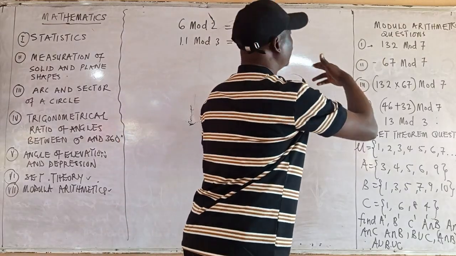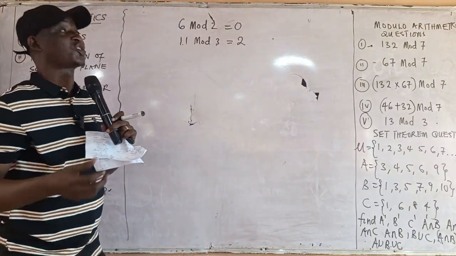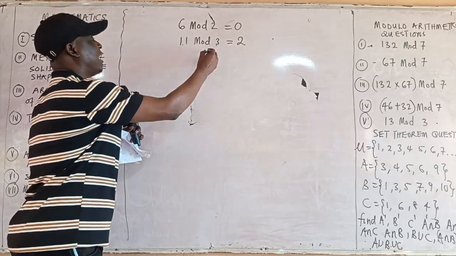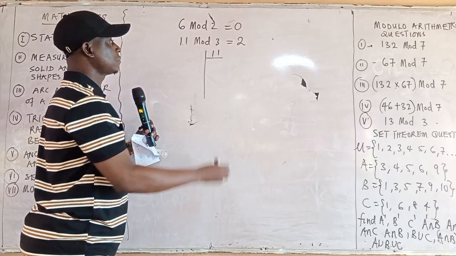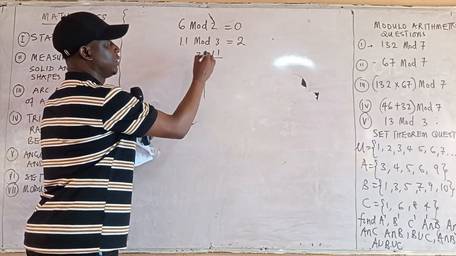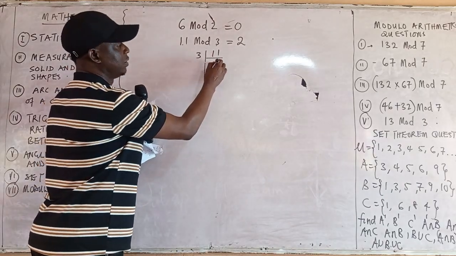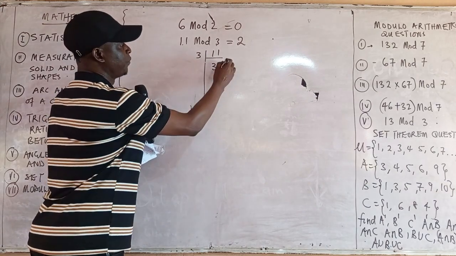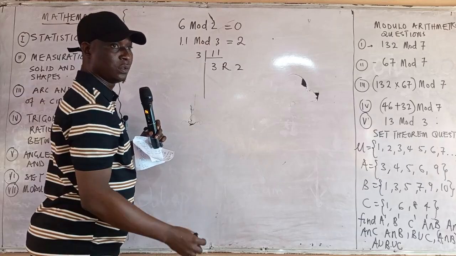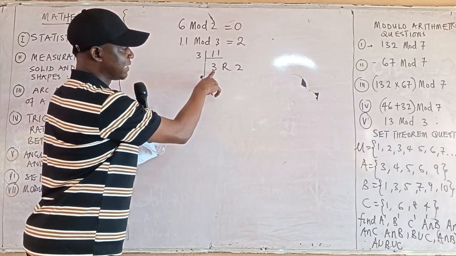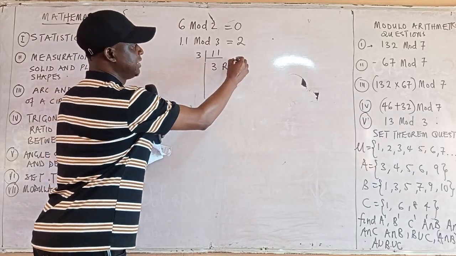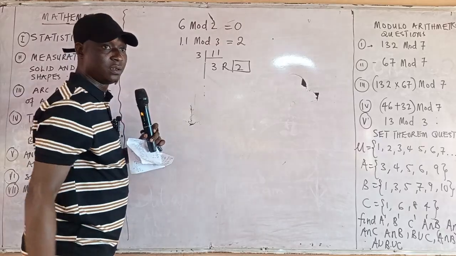Now, how do you get your remainder without stressing yourself? For instance, I will use factors theory. 11: 3 goes in 11 three times, remainder 2. How many 3s can you see in 11? It's not 4, it's 3. The remainder is 2. So this becomes your answer.